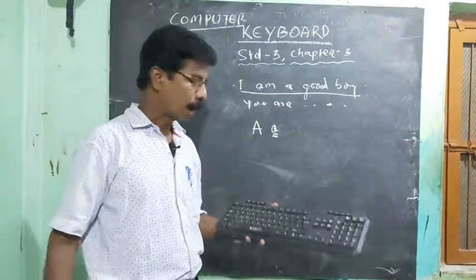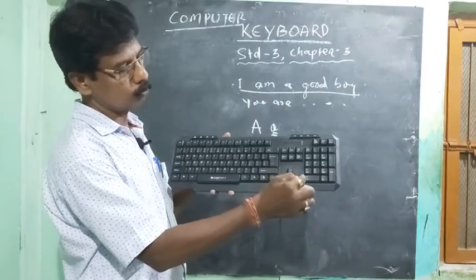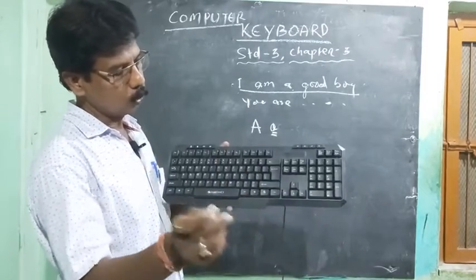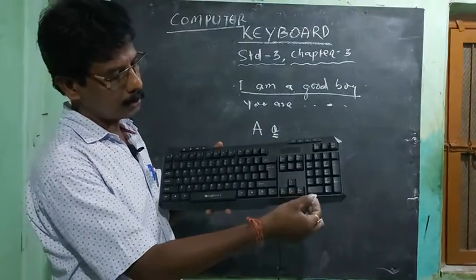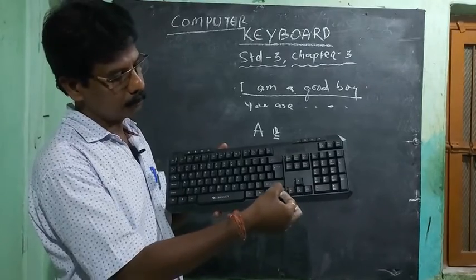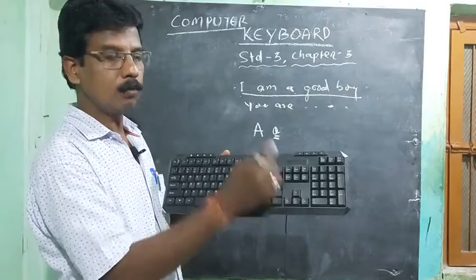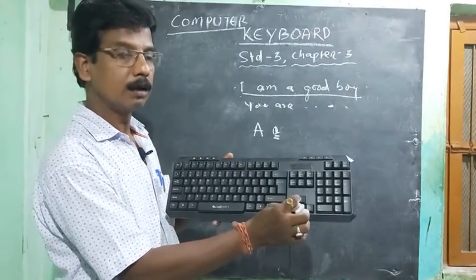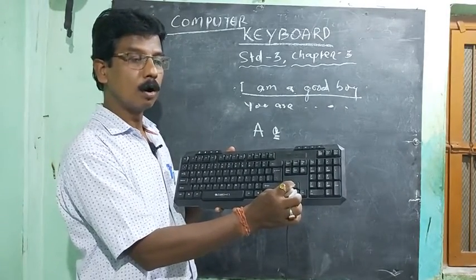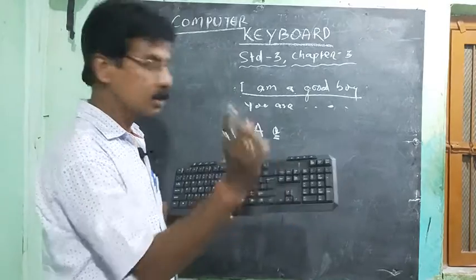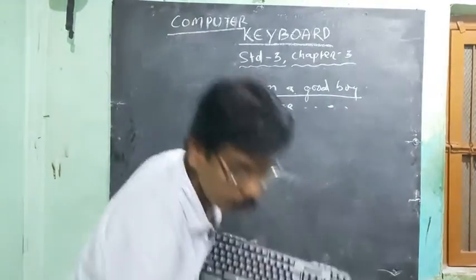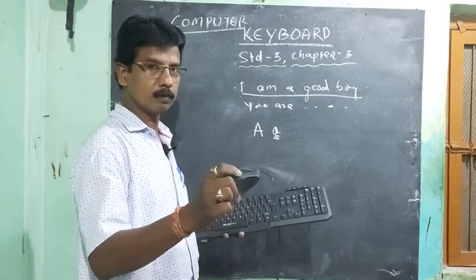Then arrow keys. Look here, these are arrow keys. Children, this is the right side arrow, this is the left side arrow, this is the down arrow, and this is the up arrow. When you press the up arrow, the cursor moves up. Cursor means the arrow that you can also move with the mouse.